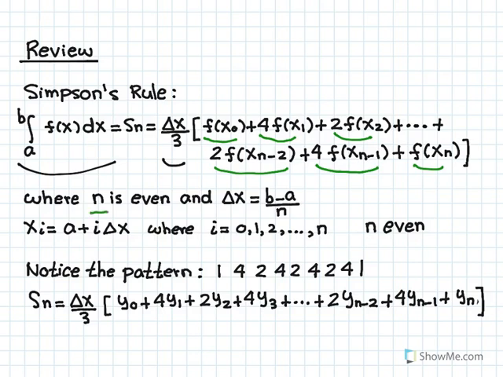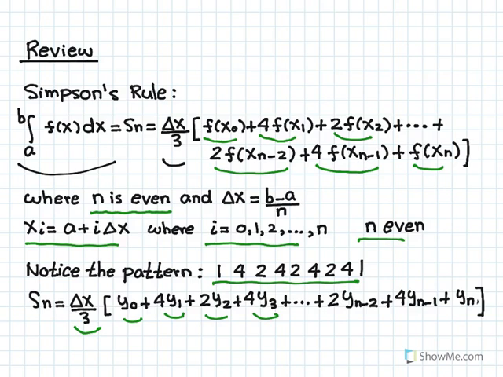N has to be an even number. This is the only restriction with Simpson's rule, that you need an even number of partitions. So xi is a plus i delta x, and that's your equally spaced x values. i ranges from 0 to n, and n has to be even, and we talked about the pattern. Another way of writing this formula is Sn is delta x over 3, y0 plus 4y1, 2y2, 4y3. The one before the last has to end in a 4, and the last one is just 1 times yn.